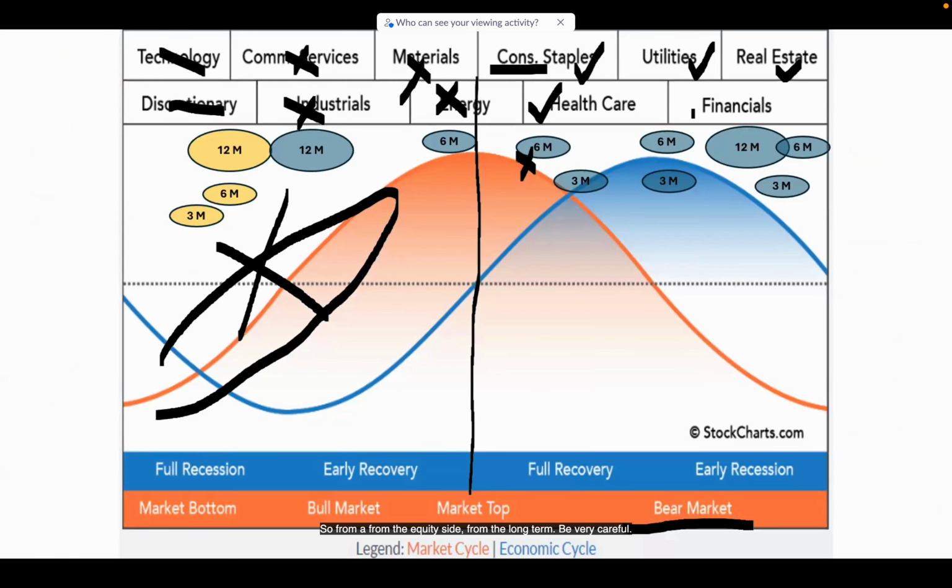So from the equity buy side, from the long term, be very careful. There's probably going to be more buying opportunities in the bond market, especially if we get out above that 125 level on the 30-year, and with that, lower interest rates, which everybody in the markets is looking for. So, all right.